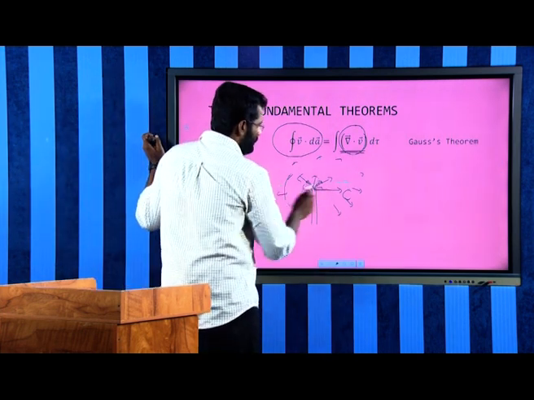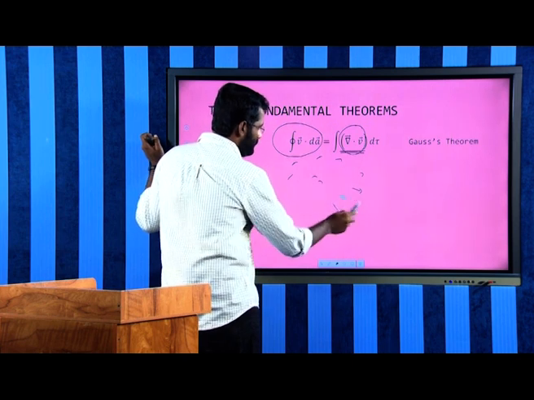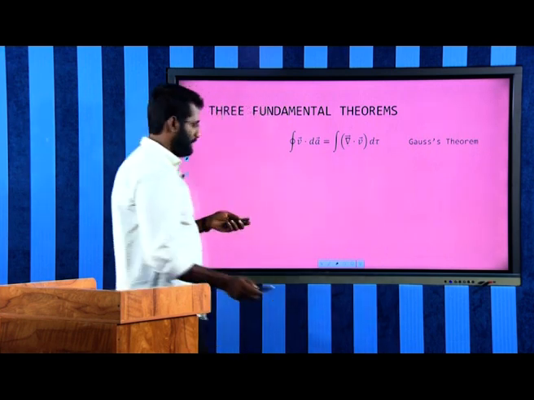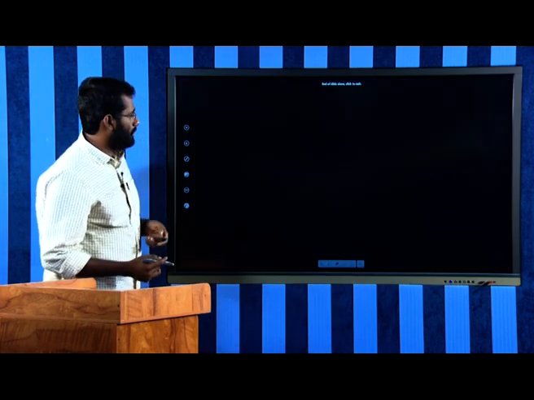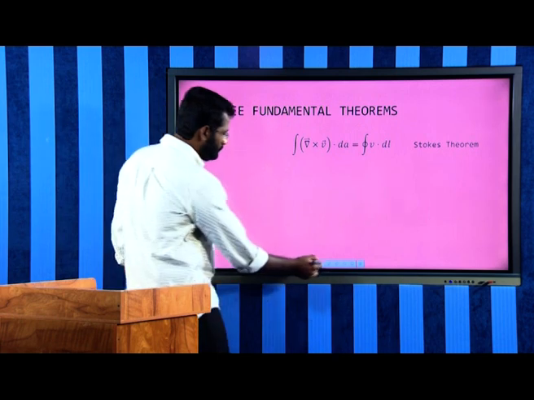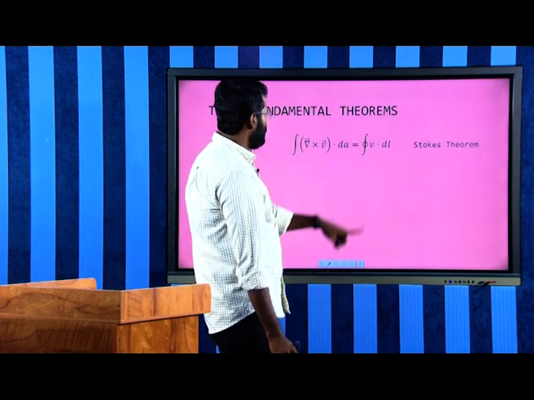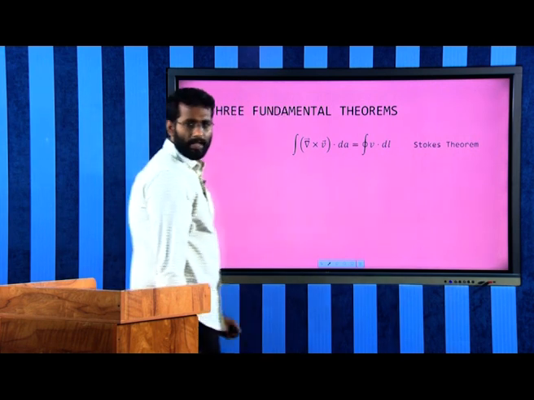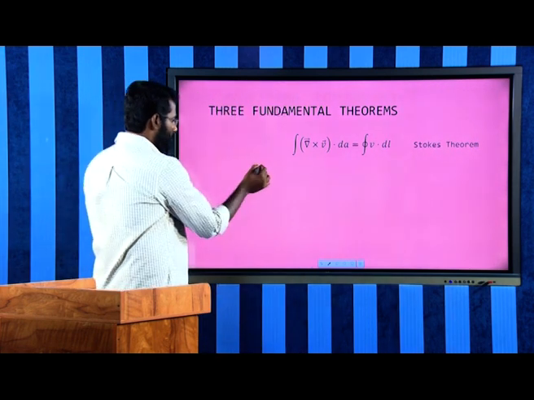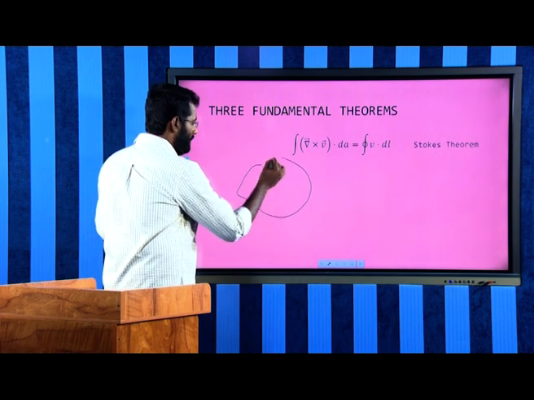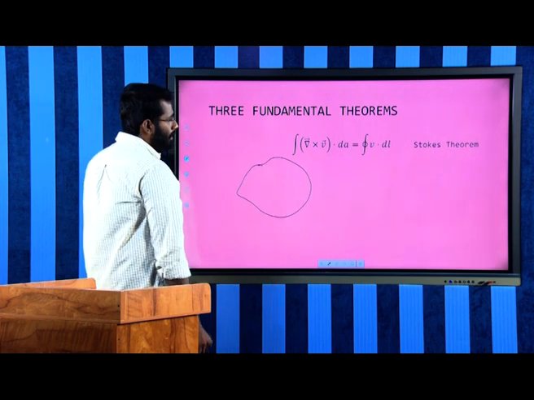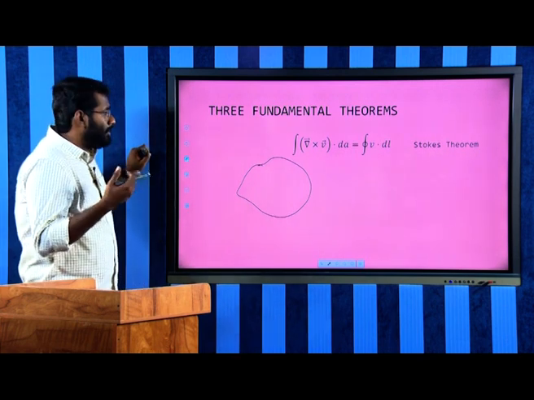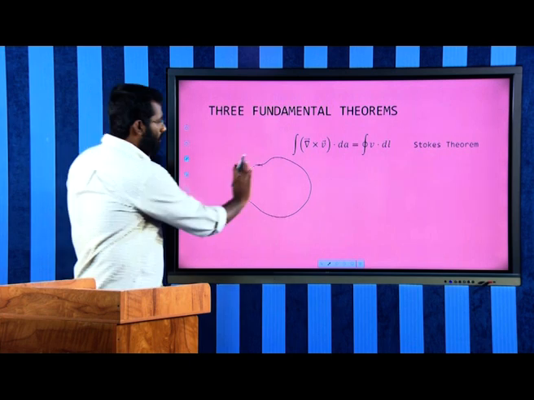Now, let us go to the next one, that is the last one, called the Stokes theorem. Now, let us see. So, Stokes theorem connects del cross V dot dA to the line integral of V dot dl. It is a very simple law: you have an area like this, and we want to calculate the curl. Curl means the circulation or the rotation of a vector over the surface.